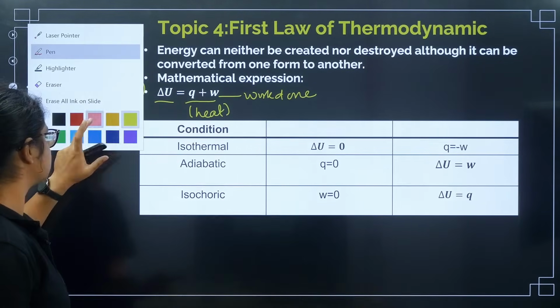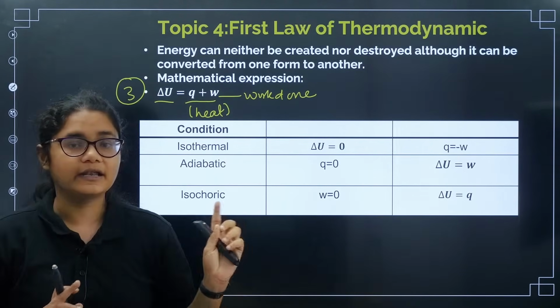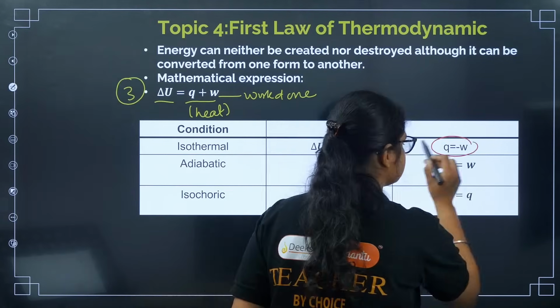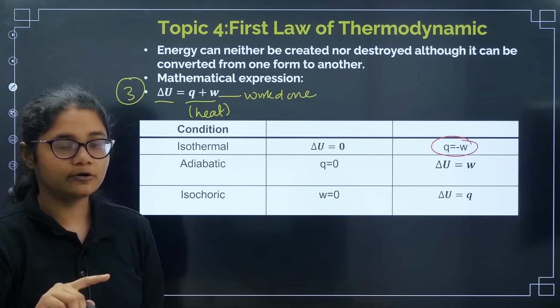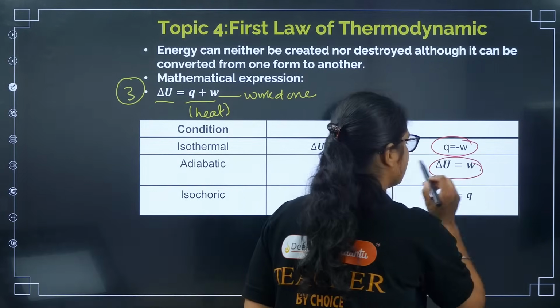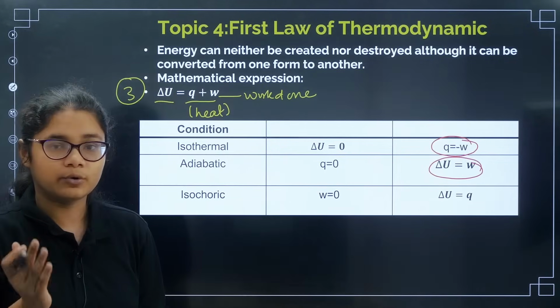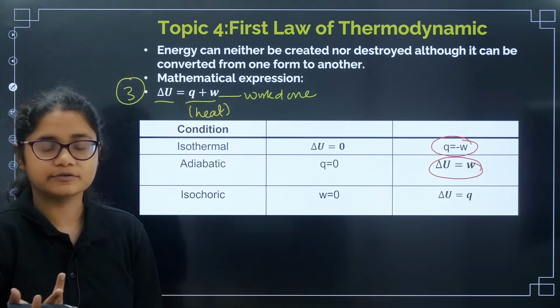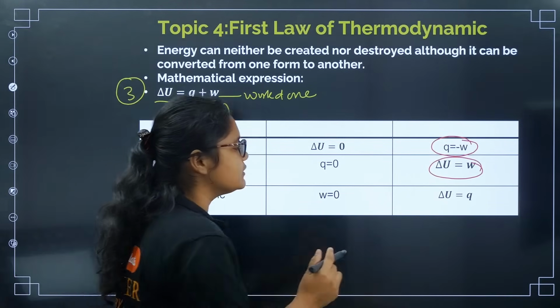Right? Once again, let us revise this one. Isothermal, delta U is 0. That means Q equals minus W. Adiabatic, Q is equal to 0. Then delta U is equal to W. Then we have isochoric. Volume is constant, like delta V is equal to 0. So work done is 0. Delta U is equal to Q.